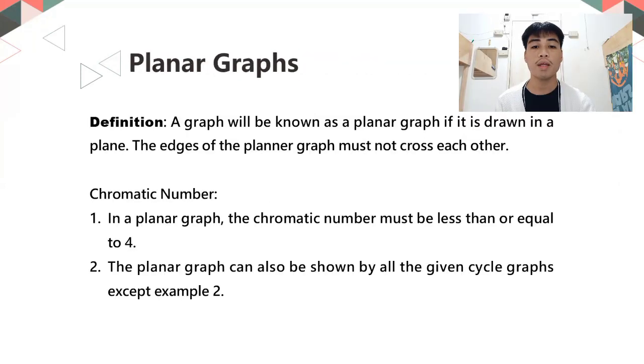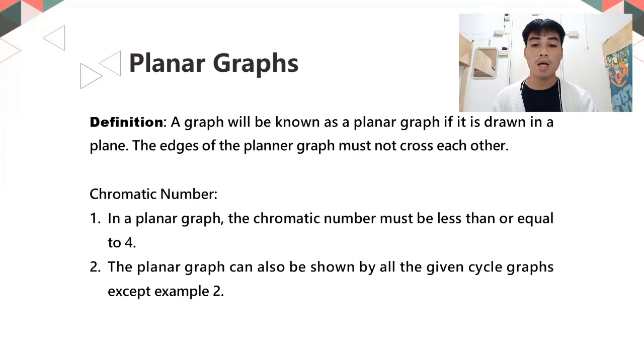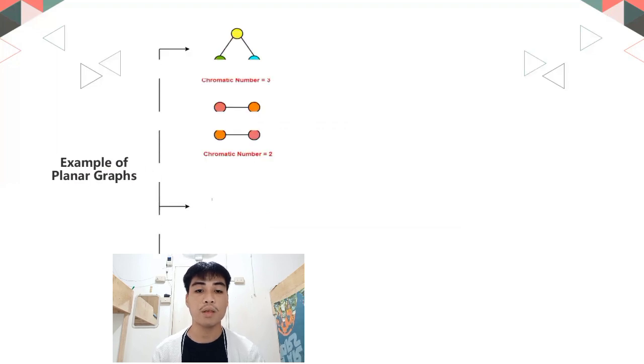Planar graphs. A graph will be known as a planar graph if it is drawn in a plane. The edges of the planar graph must not cross each other. The basic property considering the chromatic number of these graphs is that in a planar graph, the chromatic number must be less than or equal to 4. The planar graph can also be shown by all the given cycle graphs. Example number 2. So, examples of planar graphs.